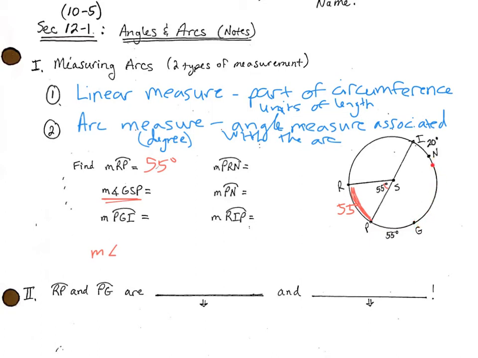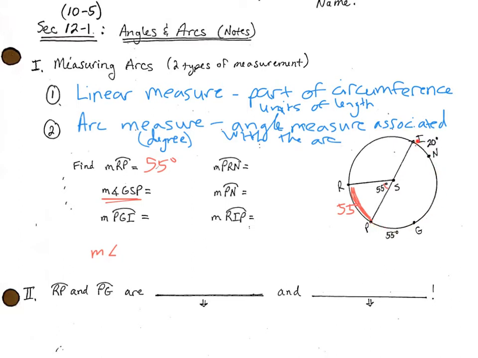So if I knew the measure of arc GN, then I could do the measure of arc PG plus the measure of arc GN. But it doesn't look like I know that, so let's look for a second. Well, I do know that P to I, since that segment PI passes through the center of the circle, that's a diameter. So I know that's halfway around the circle, that's a semicircle.